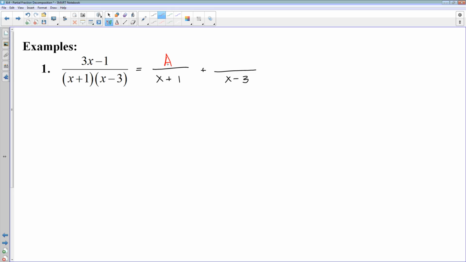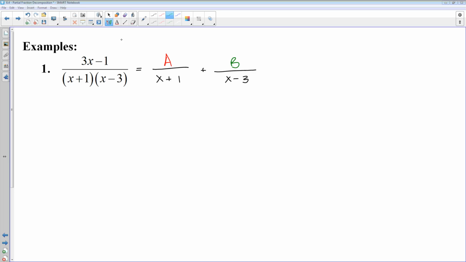So I have something on top of x plus 1, which I'll call A, and something on top of x minus 3, which will be B. Okay, so I set up my partial fraction decomposition like this.